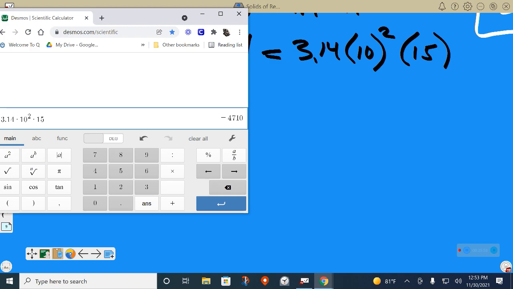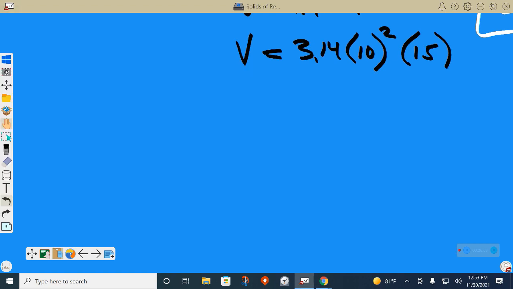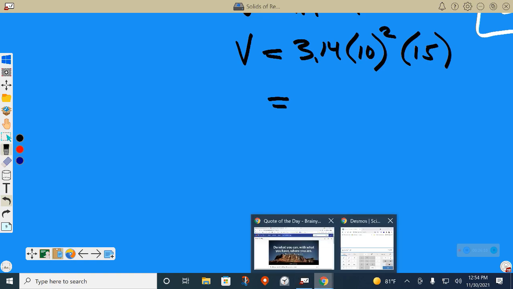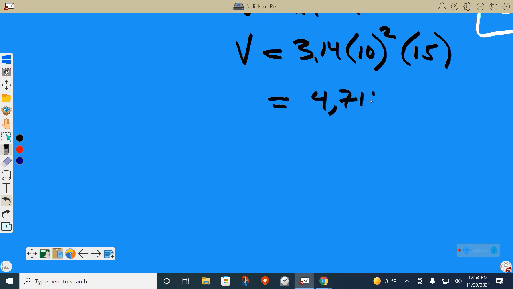Whenever I say that, it means, what are we counting? Chickens, horses, or termites? What else? Now we're talking. 4,710, excuse me, cubic feet.